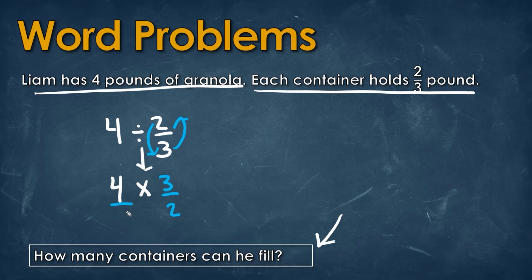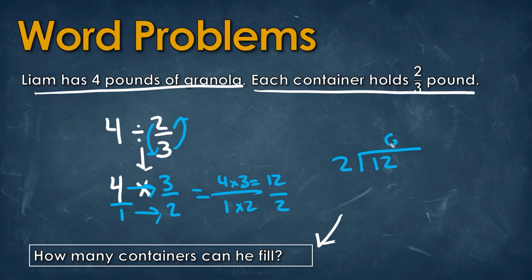Since we have a whole number, we can put a 1 underneath it, and then we'll multiply these 2 values straight across. 4 times 3 is going to be equal to 12, and then we have 1 times 2, which is equal to 2. Now we can simplify this by dividing it. So how many times does 2 go into 12? That's going to be 6 times. 6 times 2 is 12, so if we subtract, we'll get 0. So our answer would be 6.